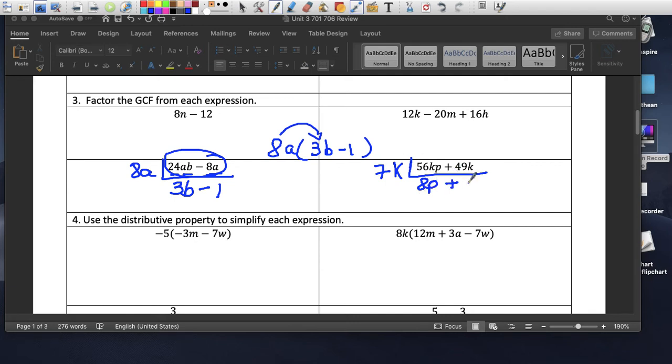Plus 7 times what's 49? It's 7. Do we need a k? No, because we already have one here. So my final answer is 7k times 8p plus 7.